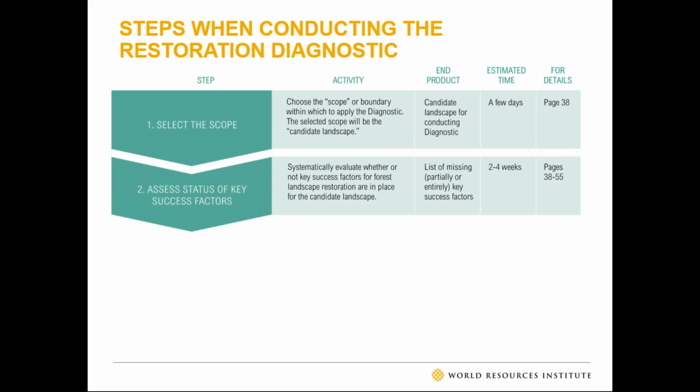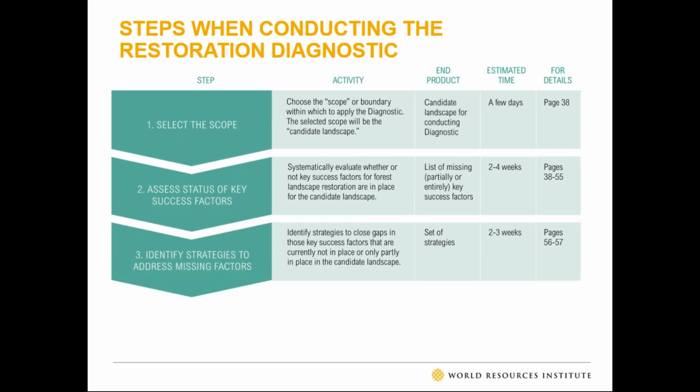Now moving to the second step. Step 2 is to assess the status of key success factors. The activity here is to systematically evaluate whether or not key success factors for forest landscape restoration are in place for this candidate landscape. During this step, users evaluate in a rapid yet structured and comprehensive manner whether each key success factor for forest landscape restoration is in place for this candidate landscape. The purpose here is to rapidly identify where there might be potential challenges to successful restoration.